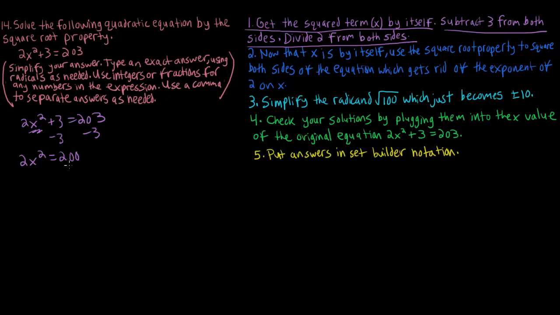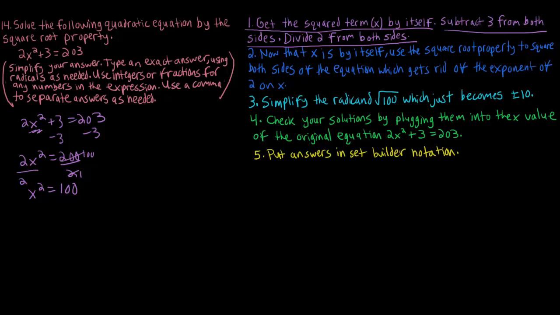And then to get x squared by itself, we want to divide both sides by 2. We end up with x squared equals 200 over 2. 2 goes into itself once, 2 goes into 100 times. So x squared equals 100.